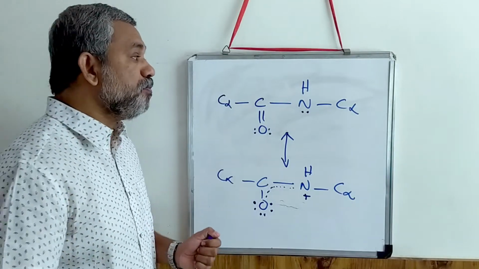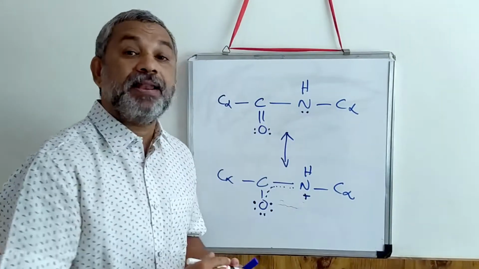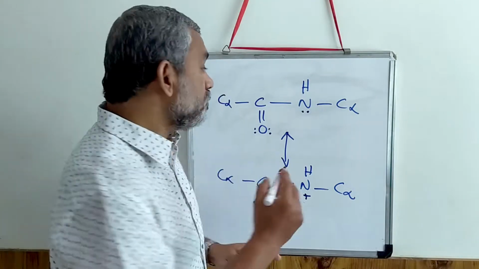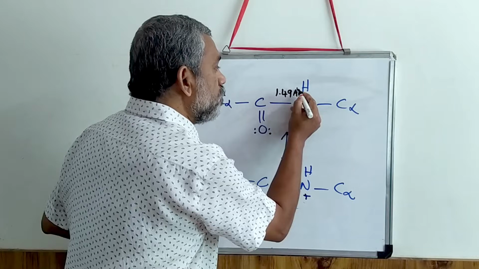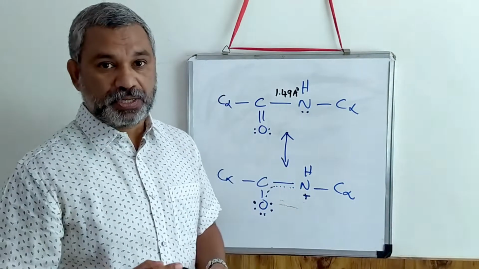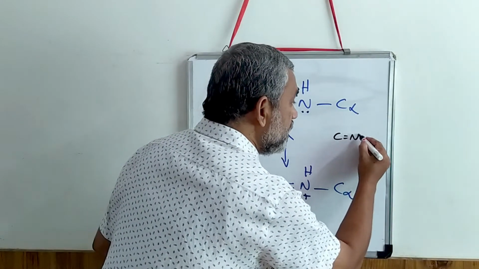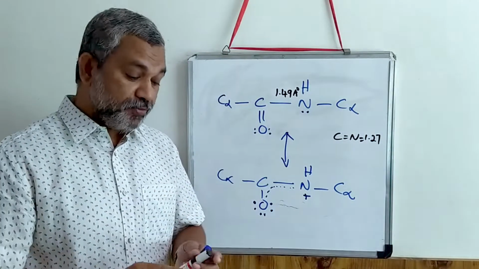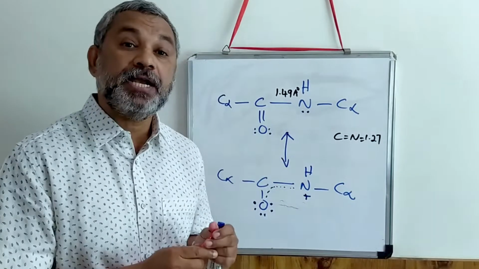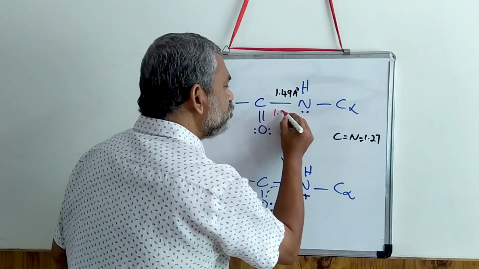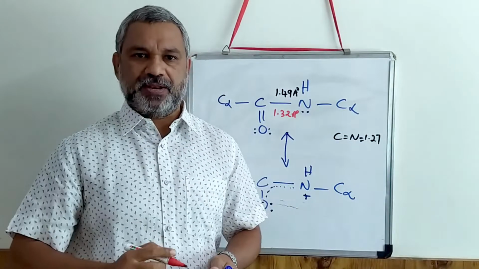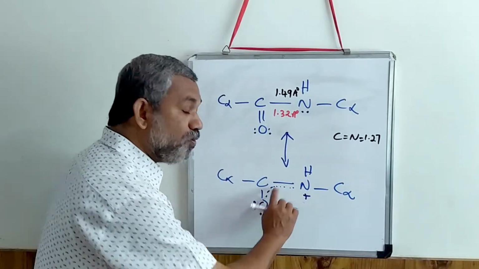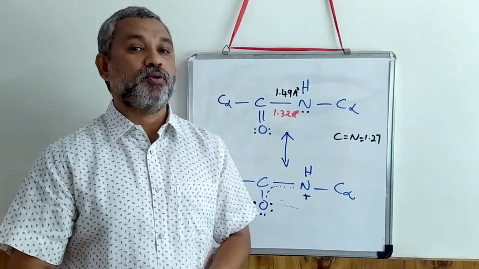Now when we look at the partial double bond character, we also need to look at the length of the CN bond. What is observed is that this CN bond, normally, is about 1.49 Angstrom. That is the length of a CN single bond. If it is a C double bond N, that bond length is about 1.27 Angstrom. What is observed in the case of a peptide bond is that this length is about 1.32 Angstrom. So somewhere in between. This shows that the peptide bond can have a partial double bond character.